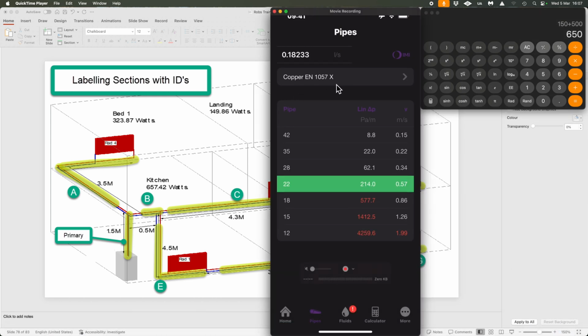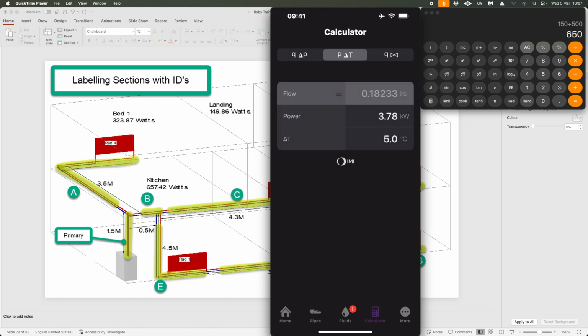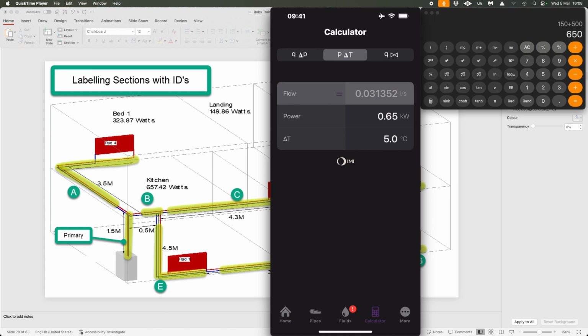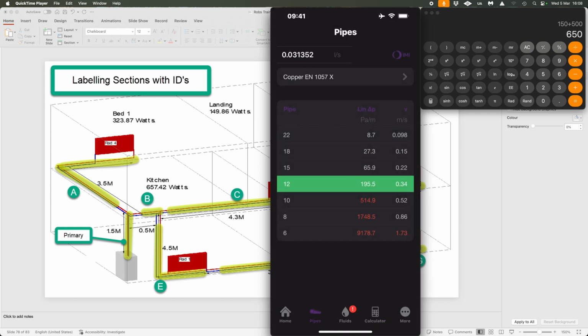So we know it's table X. Again, we go back to our calculator and we punch in 650 watts. And remember, it's in kilowatts, so it's got to be 0.65 would be 650 watts at DT5. Click done. We need 0.0313 litres per second. Click onto pipes. Check we're on table X. We've got 15mm in there, and that's only giving us 0.22 meters per second at DT5.